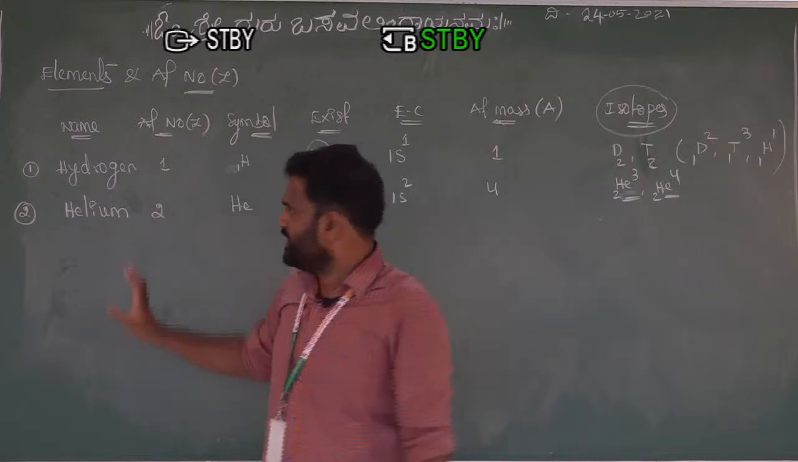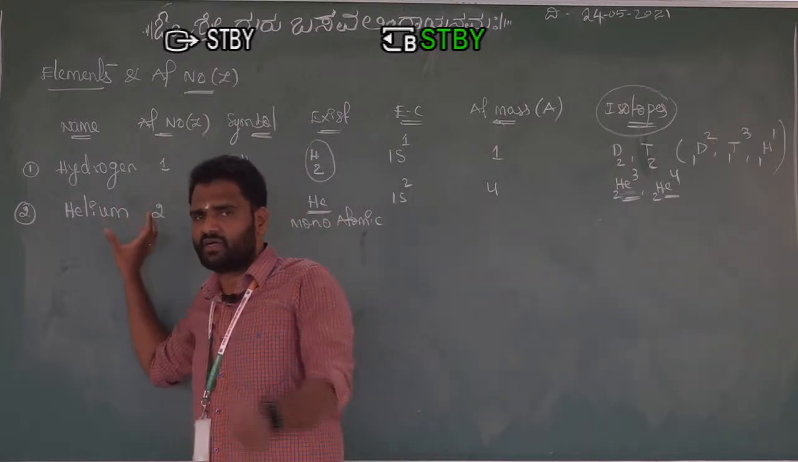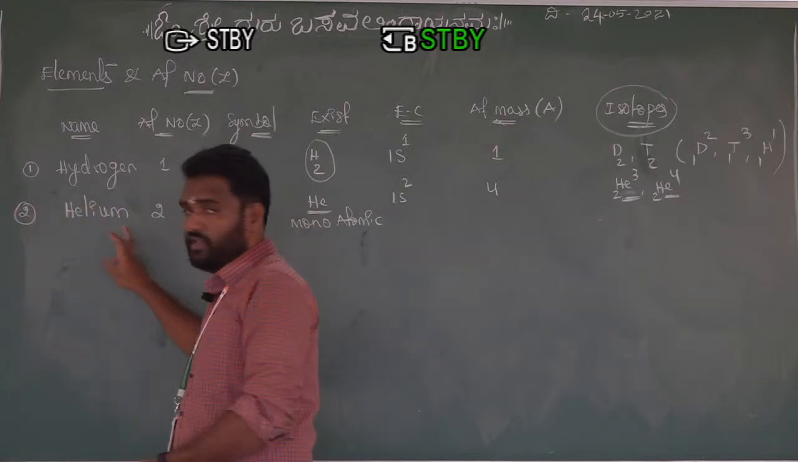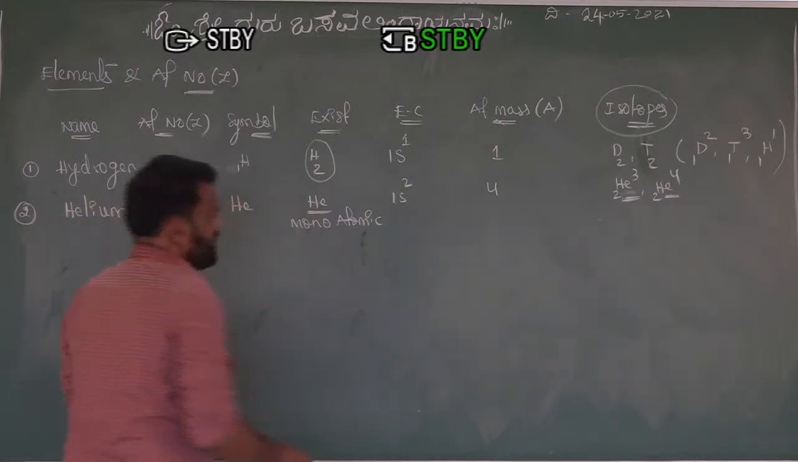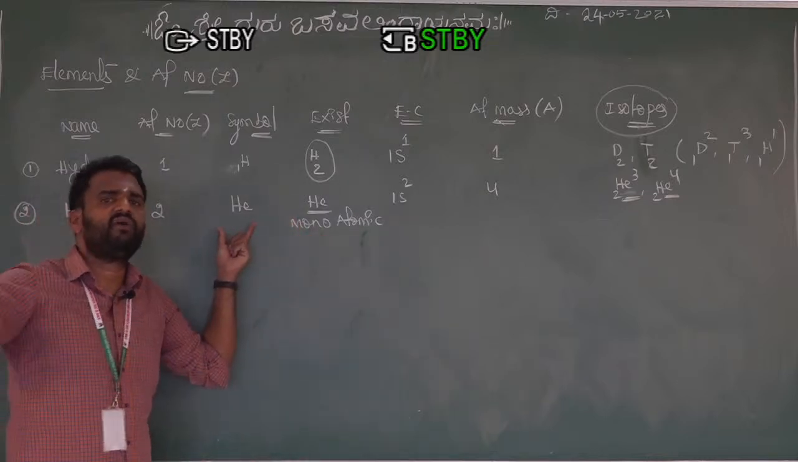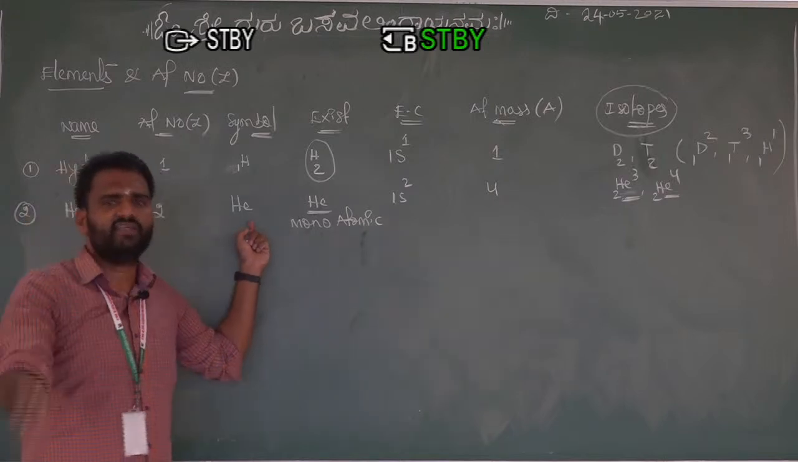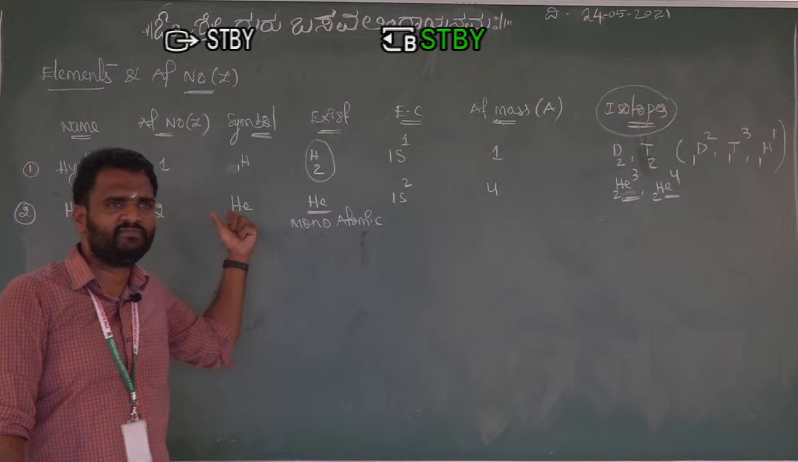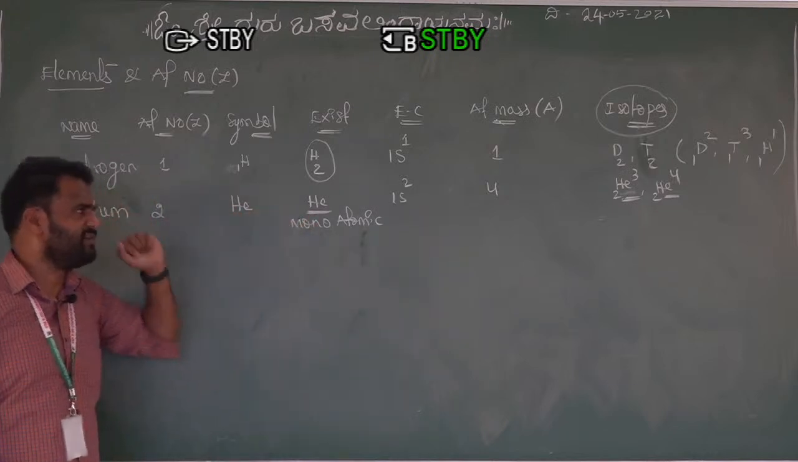Okay, right. So helium means what? Helios means Sun according to Greek. So this element exists on the Sun's surface mainly. Helium is a monoatomic element. Monoatomic means it will not form any bonds. Why? Because it is already stable. Once it is stable, how will it form bonds? Yes or no? So here it is in an atomic, monoatomic state.